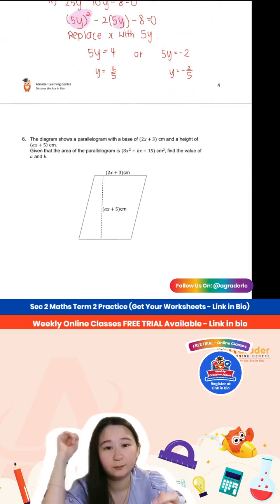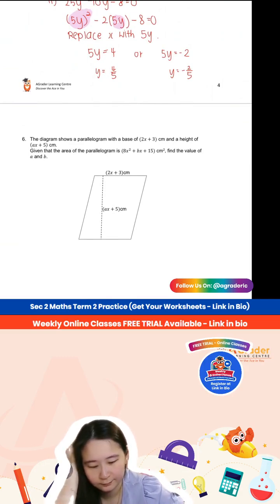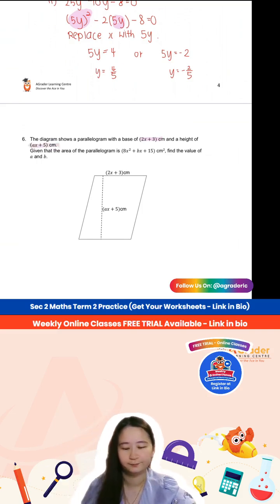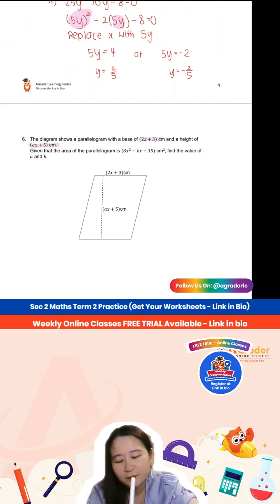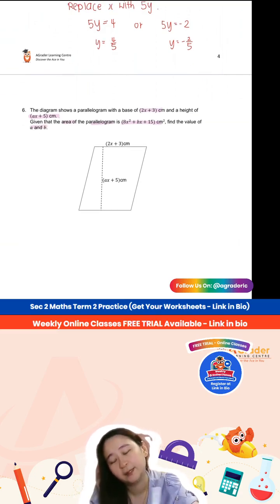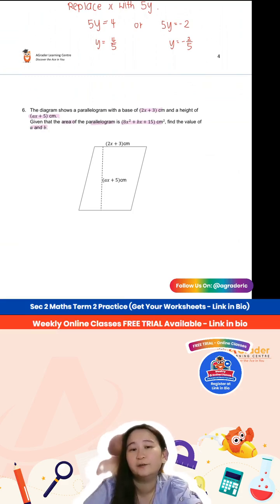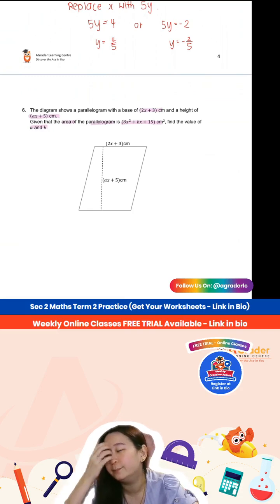So the diagram shows a parallelogram with base 2x plus 3 cm and a height of ax plus 5 cm. Find the area of the parallelogram. Given that the area of the parallelogram is ax squared plus bx plus 15 cm squared, find the values of a and b. So we need to know the formula for finding the area of a parallelogram.